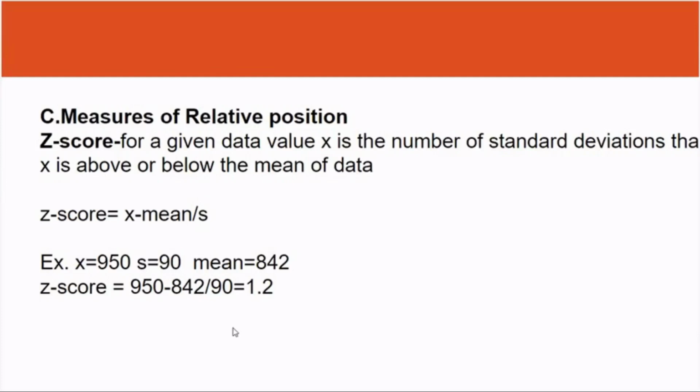So our example is x equal to 950, s equal to 90, and mean equal to 842. All you have to do is find the difference between your x and your mean. So that is 950 minus 842 divided by s, which has the value of 90. So the z-score is equal to 1.2.